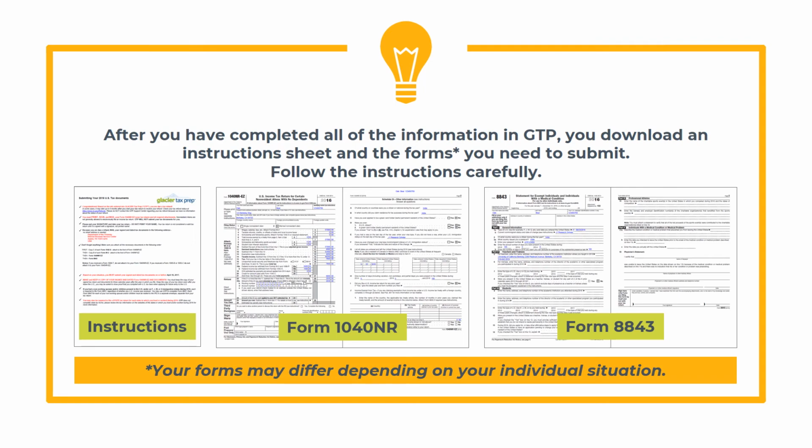After you have completed all of the information in GTP, you will download an instruction sheet and the forms that you need to submit. Read the instructions very carefully. The forms will most likely include the 1040-NR and the 8843, but your forms may differ depending on your individual situation.